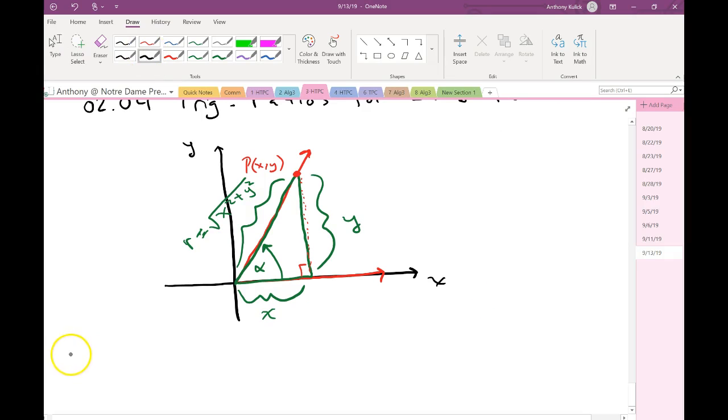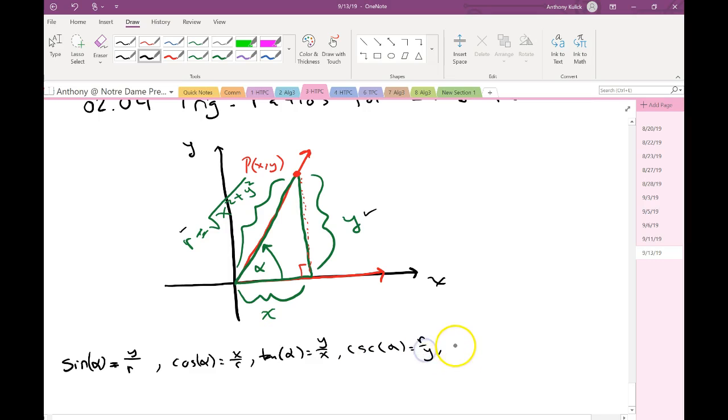Okay. So now if I want to take sine of alpha, I can say that my sine of alpha is y over r. Similarly, cosine of alpha is going to be x over r. And tangent of alpha is going to be y over x. Cosecant of alpha would be r over y. Secant of alpha would be r over x, and cotangent of alpha would be x over y.